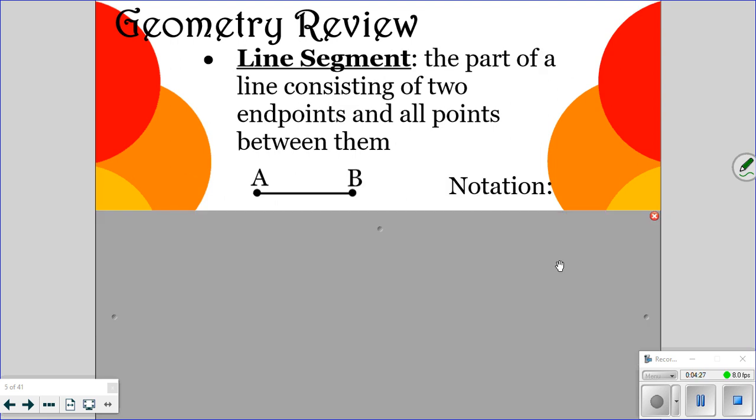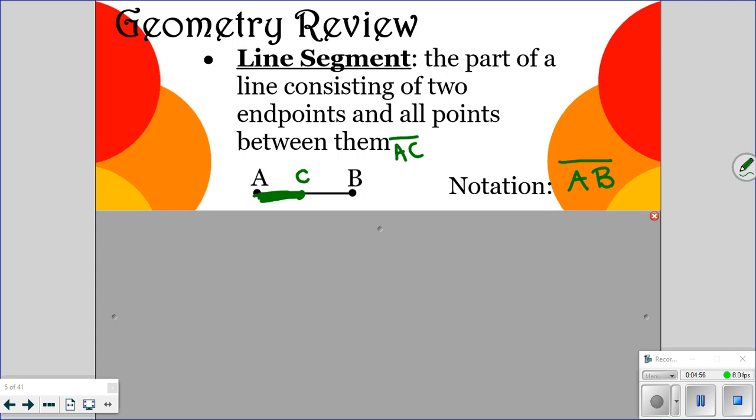Okay, a line segment is part of a line that has 2 endpoints and all of the points between them. And so for it, the notation, you do a line segment and then you do your 2 endpoints. So AB. If we had C here and I said AC, that segment would be only going from A to C. So you got to be careful that your 2 endpoints are the ones that you were wanting. Because if we wanted the whole thing, we would have to do from A to B.